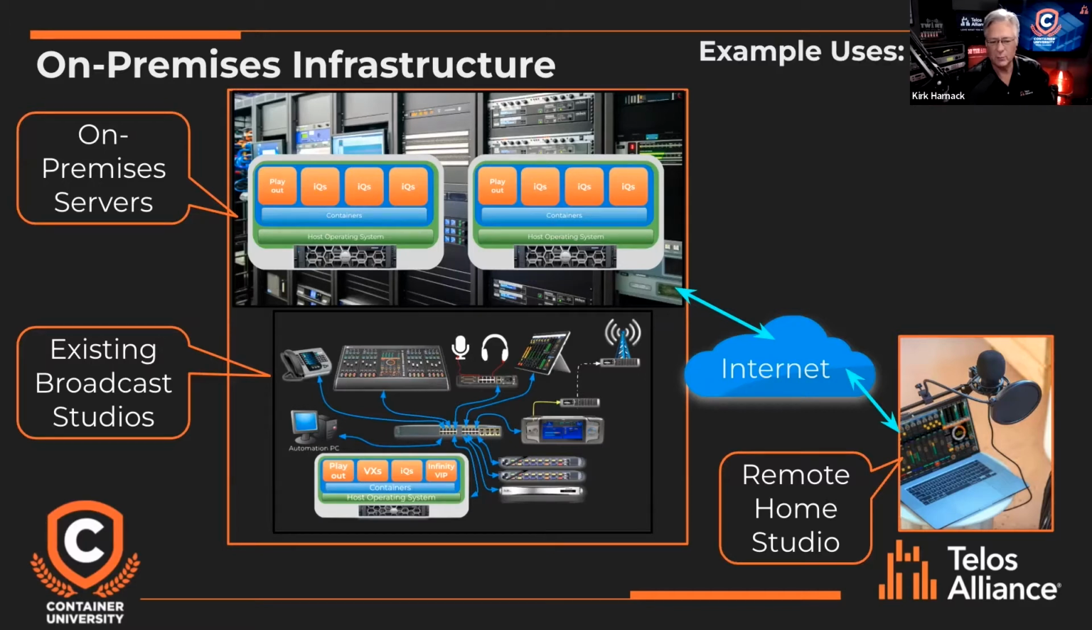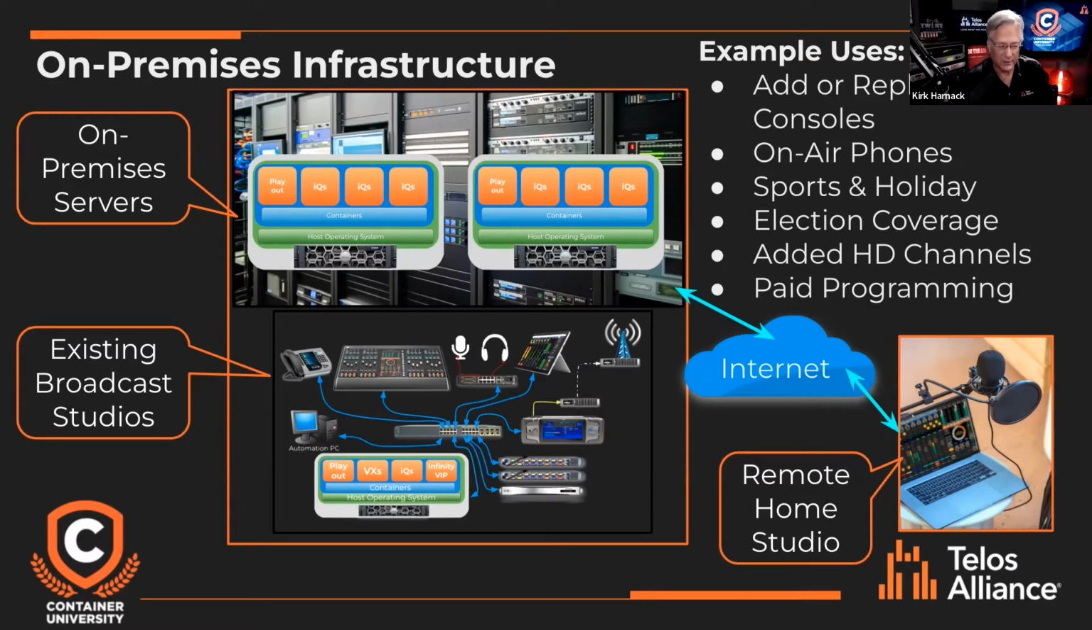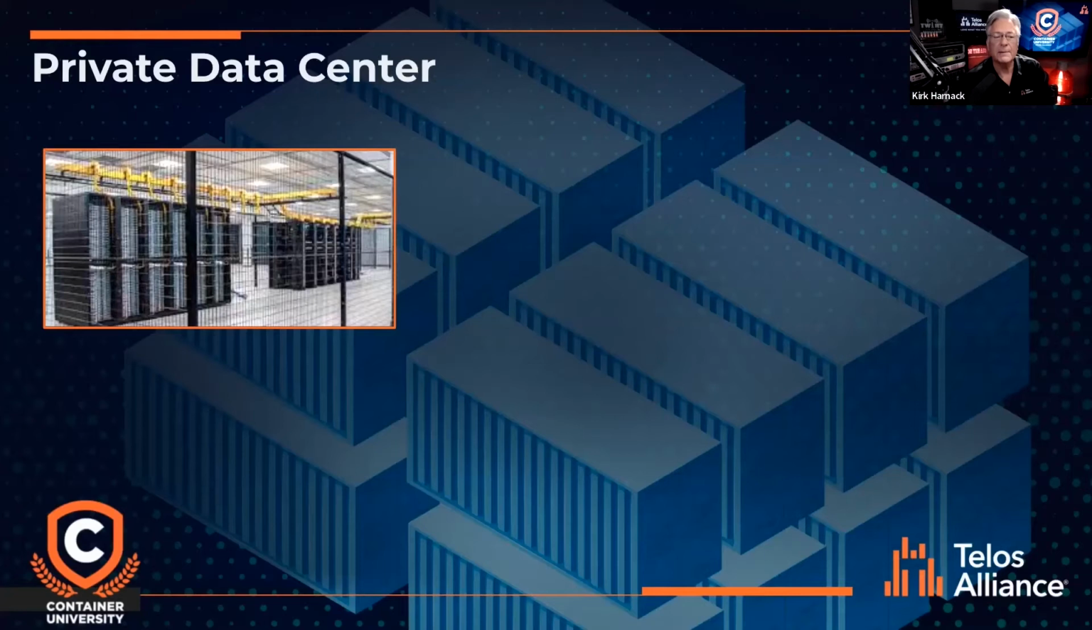Here are some examples of what we can do. We can add or replace audio consoles. Again, we can do on-air phone systems in a container. Sports and holiday programming, we can run those. Maybe you have some special election coverage. Maybe you want to add some HD channels and occasionally run those live or do some mixing there. Or you have some paid programming that you want to put on the air. So this is what that would look like in your existing facility. Also on the screen, I've shown a remote home user, since that still can be a thing.